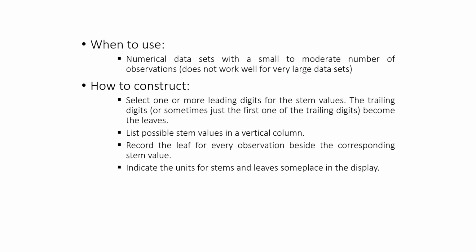Okay, how to use it? When the numerical data set has a small to moderate number of observations. So, when we use it, we use it when the data is small. How to construct it? Select one or more leading digits for the stem values. The trailing digit, or sometimes just the first trailing digit, becomes the leaf. List possible stem values in a vertical column and record the leaf for each observation beside the corresponding stem value. Indicate the units for the stem and leaf somewhere in the display.